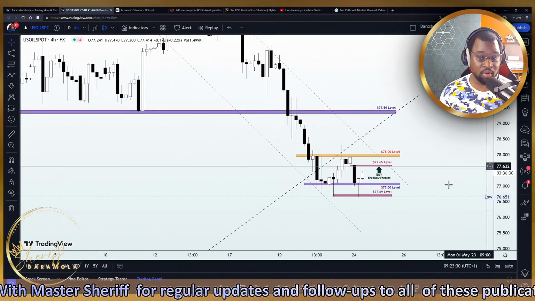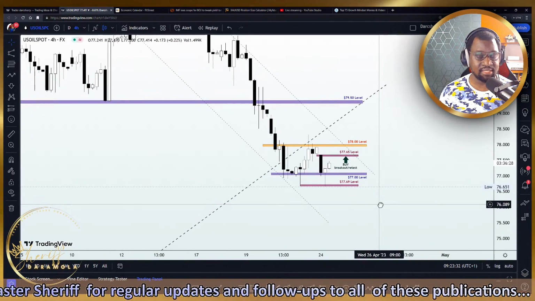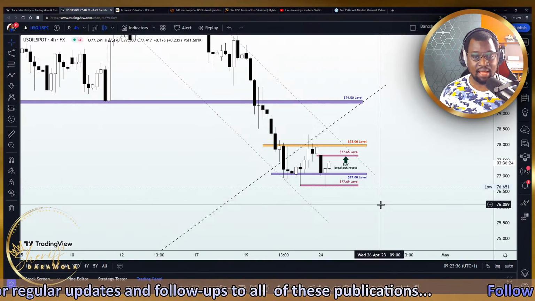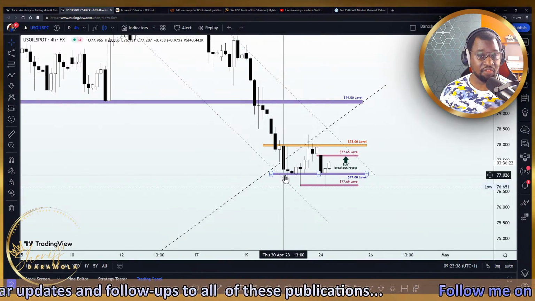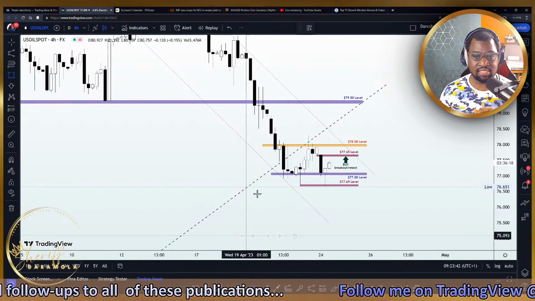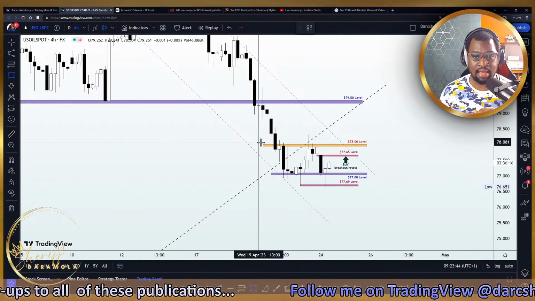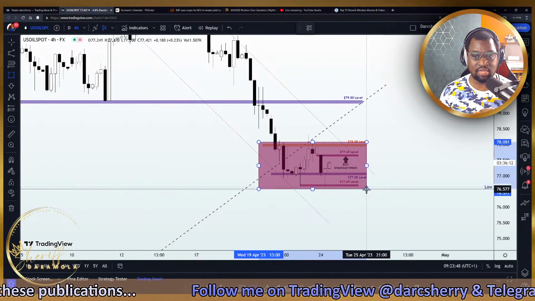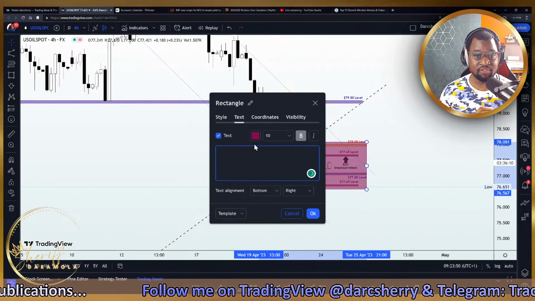Now, if we look at what happened despite the impulsive bearish move we enjoyed throughout the course of last week, one interesting setup is gradually unfolding on the chart right now, and this actually started on Thursday. And if you look at this whole structure, you will see the zone between the $78 level and the $77 area.